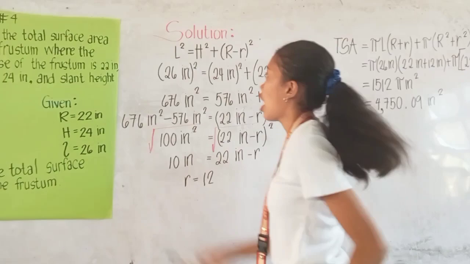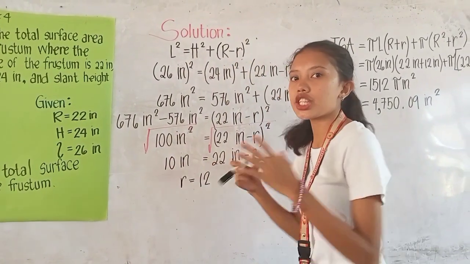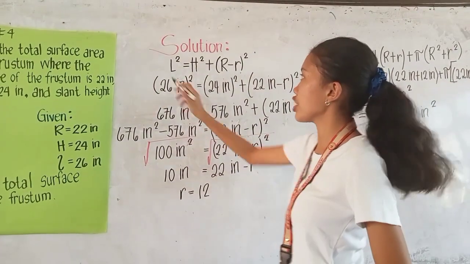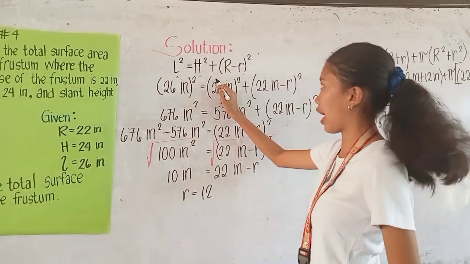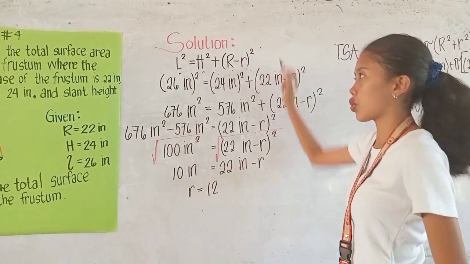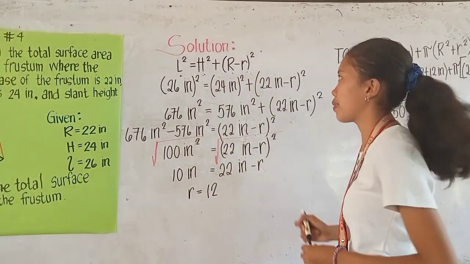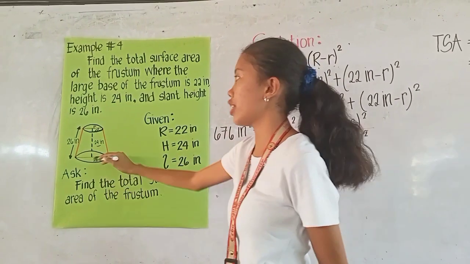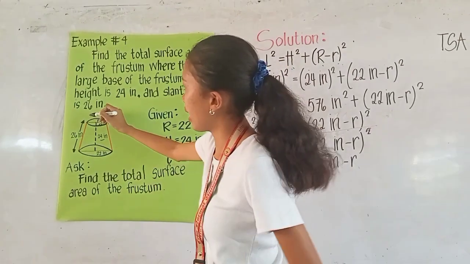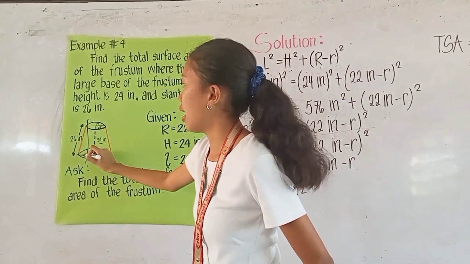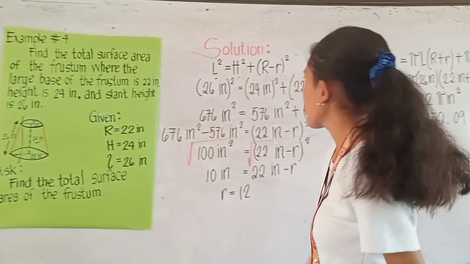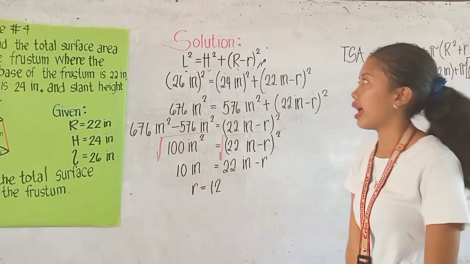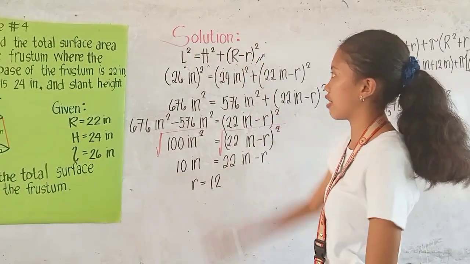So solution. From the Pythagorean theorem, a squared plus b squared equals c squared, we make it l squared equals h squared plus R minus r squared. What is R minus r squared? The lower base minus the upper base, we subtract them to get the length of one side. Then next, we substitute the given.